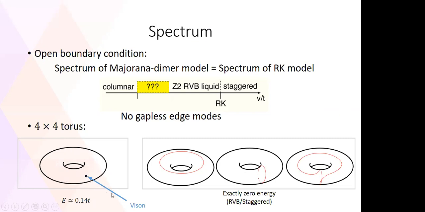And if you calculate, they also found the presence of a vison. You go about all the plaquettes and calculate for a vison. You find there is a single vison here. So this is different from the non-Majorana case. In the non-Majorana case, you had 4-fold degeneracy on the torus. Here you have 3-fold degeneracy.